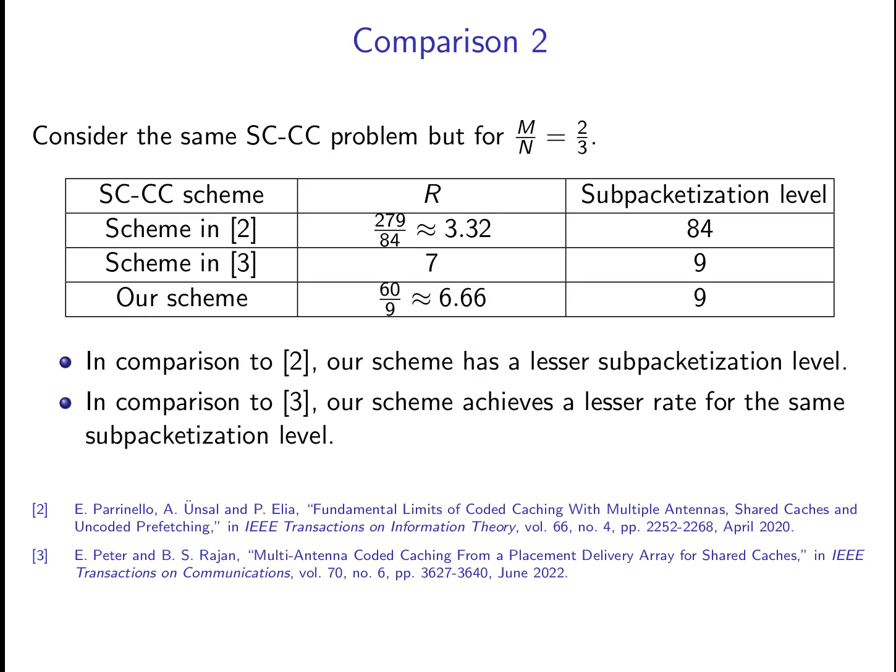Now here we also observe the same thing. In comparison to 2, our scheme achieves a lesser subpacketization level, so we are sacrificing on the rate. The scheme in 2 achieves a rate of 3.32 files, whereas our scheme achieves a rate of 6.66 files, but in 2 the subpacketization level is 84, and ours is 9. In comparison to 3, our scheme achieves a lesser rate for the same subpacketization level. See, both the scheme in 3 and our scheme have a subpacketization level of 9, but their scheme achieves a rate of 7 files, while our scheme gains on the rate with 6.66 files.